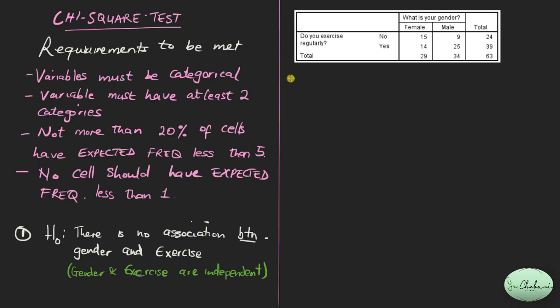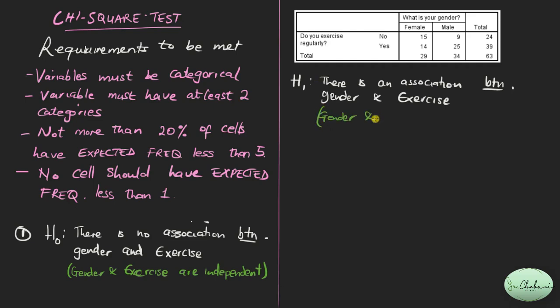The alternative hypothesis, which is H sub 1, would say that there is an association between gender and exercise. So there is an association between our two variables. Another way to say it, if you are going to use the word dependence, is that gender and exercise are dependent.